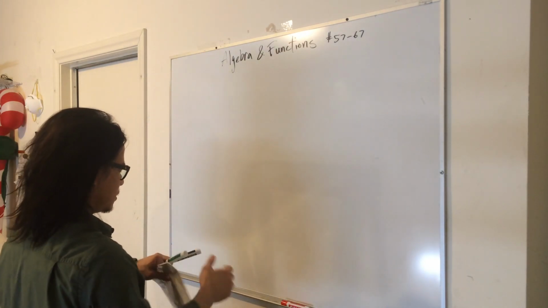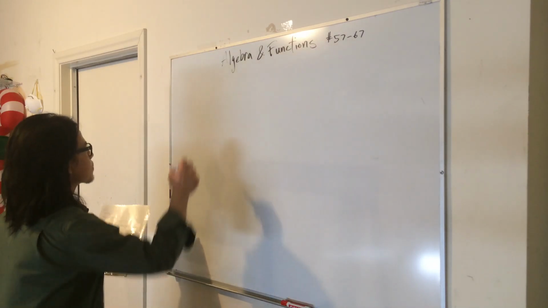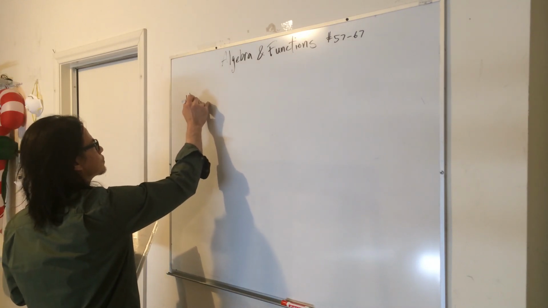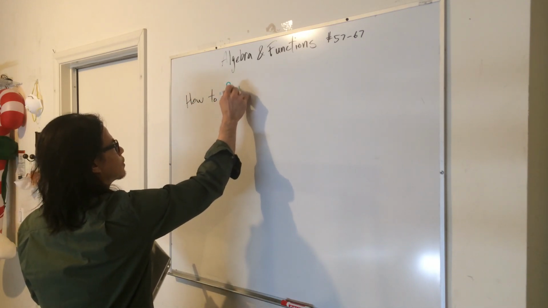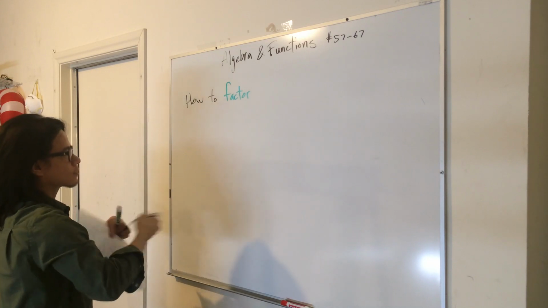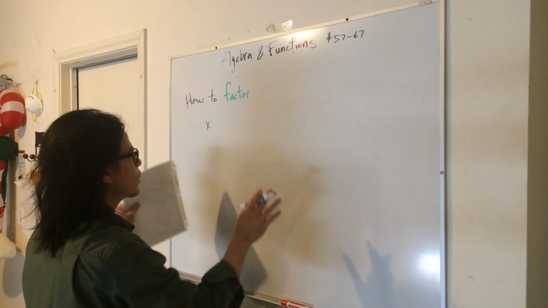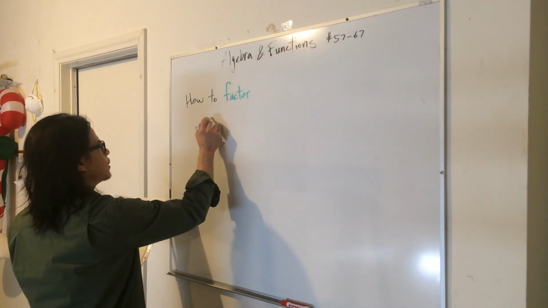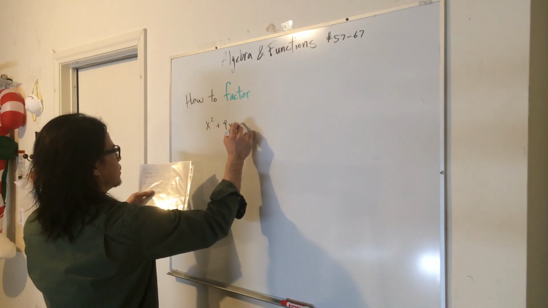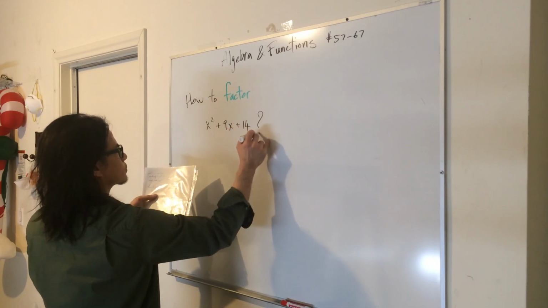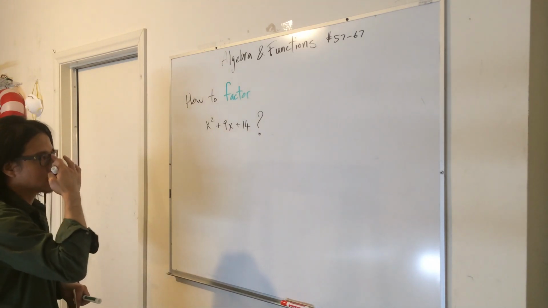So the next question is a little bit more trivial. The question is how to factor. This is the opposite of foiling. Instead of putting two polynomials together, we're going to break them apart. So here we're asked to break up this polynomial: how to factor x squared plus 9x plus 14.